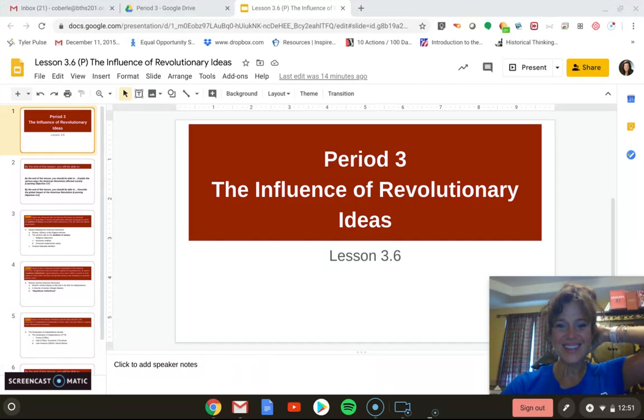Hi, this is lesson 3.6, the influence of revolutionary ideas. As you know, the American colonists were able to secure victory in the Revolutionary War, but here we're going to delve into how these ideas of freedom and liberty help change America and the world.